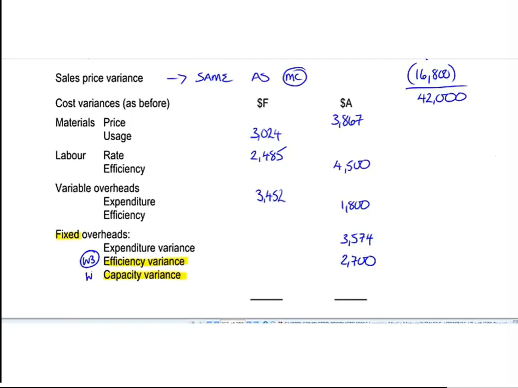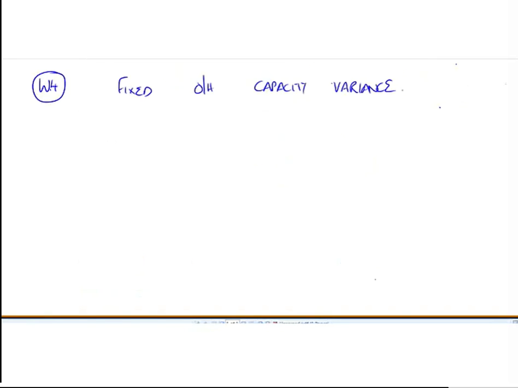Okay, we have one final working to do, which I'm going to label up as working 4, and that's our fixed overheads capacity variance. So let's finish it off by looking at working 4, and this is where we're going to look at the operational capacity of the factory. If we think about our budgeted hours for the factory to be operating, we take our 8,700 units and we multiply it by the 5 hours per unit.